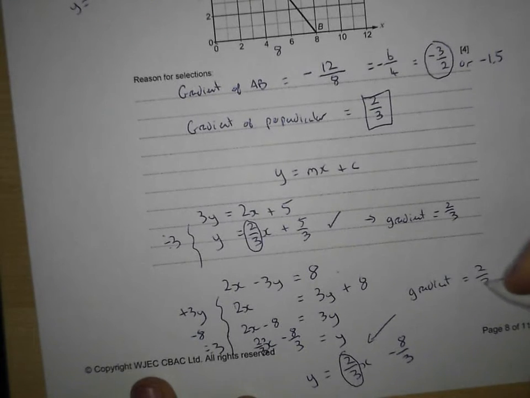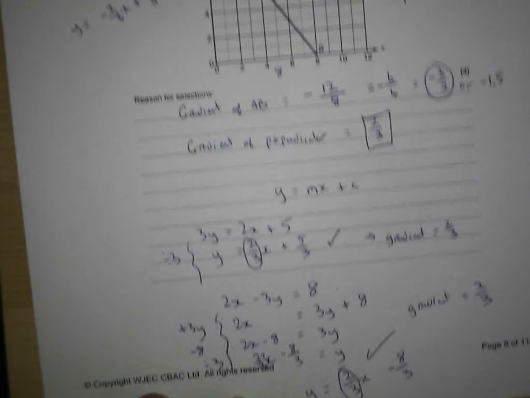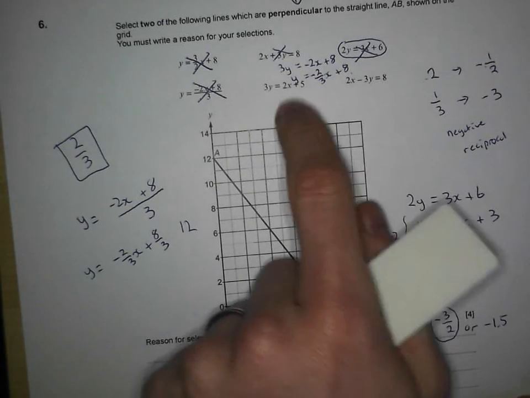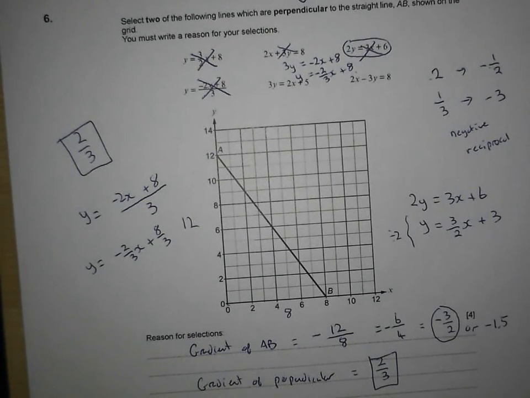So I've got my two perpendicular lines, and they were the final two. Now that is extreme straight line graphs. Well done if you managed to follow that one.